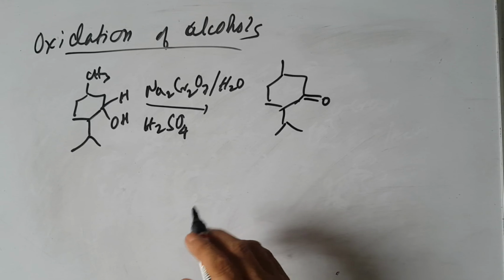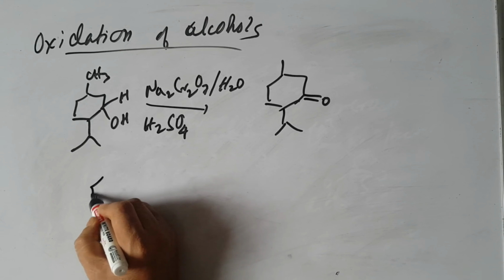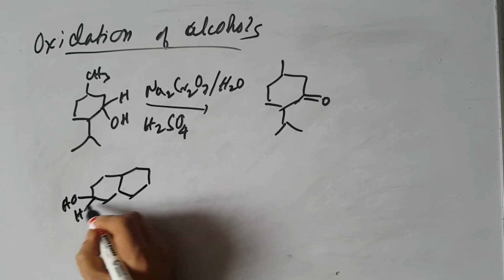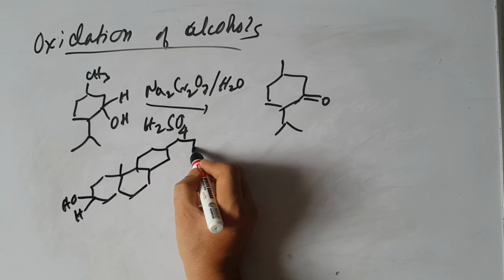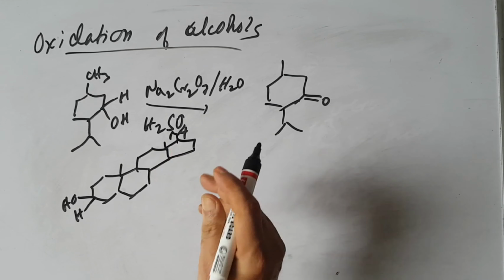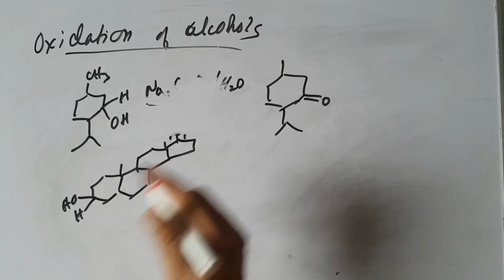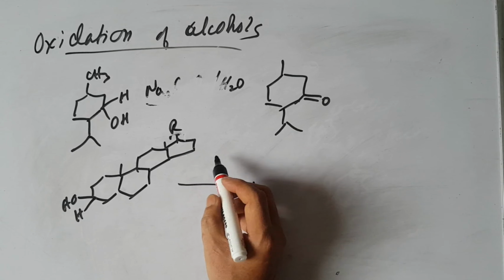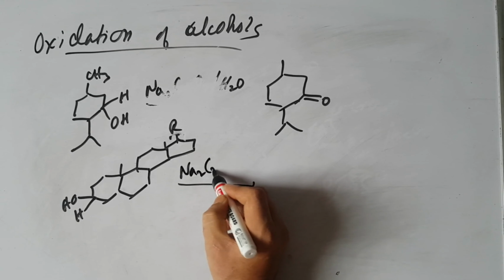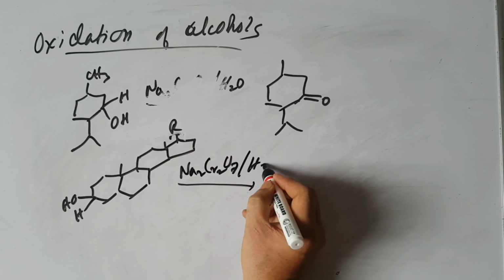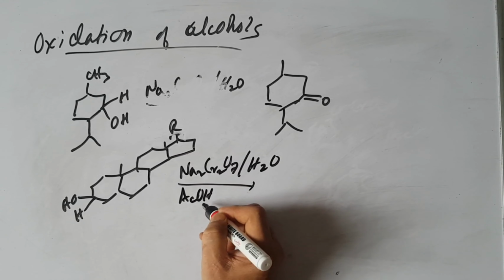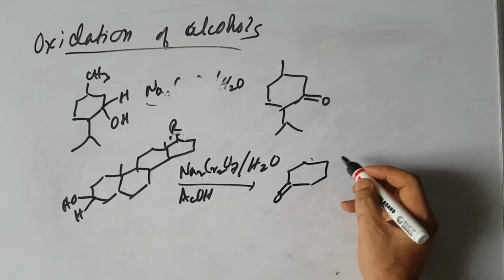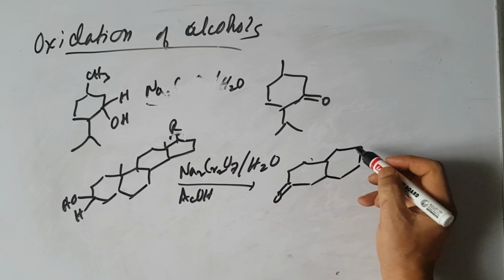So these are applicable in steroid systems also. So I am giving another example for steroid compounds. So hydrogen, so this is a steroid. That's the R here. I'm writing it here. So when you oxidize this with the same compound, as I gave earlier, sodium dichromate, Cr2O7, water, in presence of acetic acid, this will be oxidized to this carbonyl group.